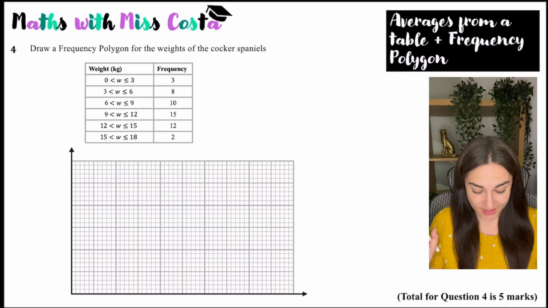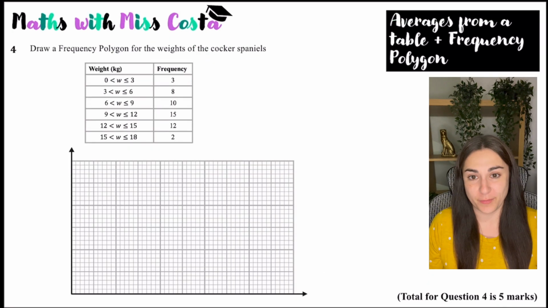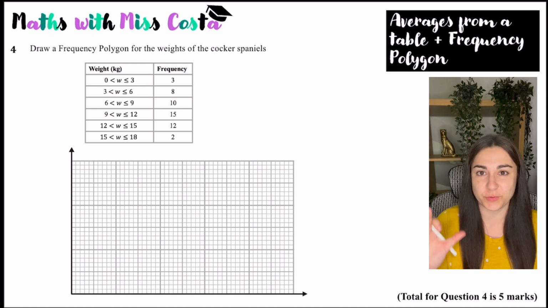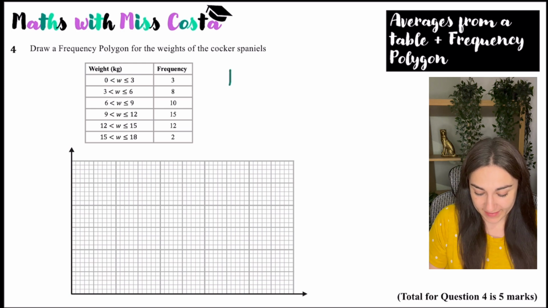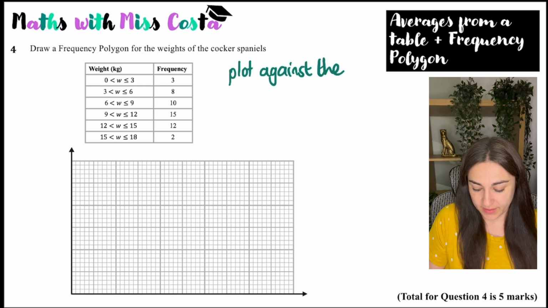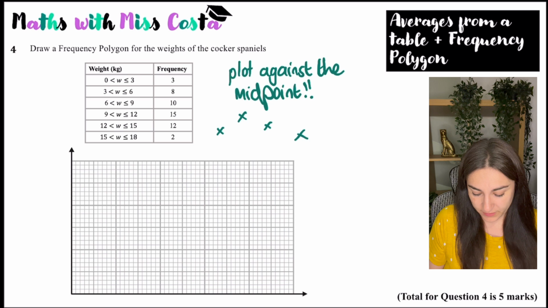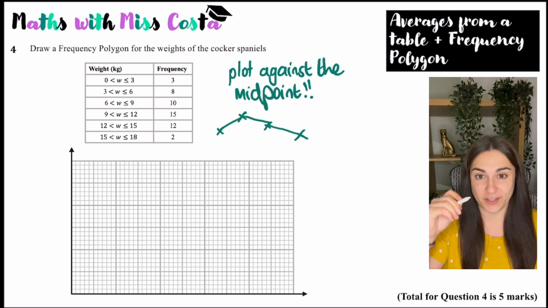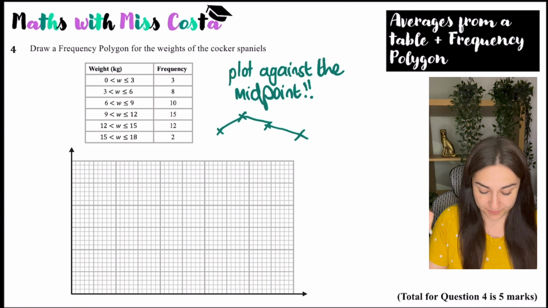Okay, so here I've been asked to draw a frequency polygon for the weights of the Cocker Spaniel. So the same table, just draw a frequency polygon for it. And the key thing with a frequency polygon is always plot against the midpoint. So that's the key thing to know about a frequency polygon. Also, with a frequency polygon, when you've plotted your points, you join them together with a straight line like this. There's no line of best fit. You join from point to point to point to point.